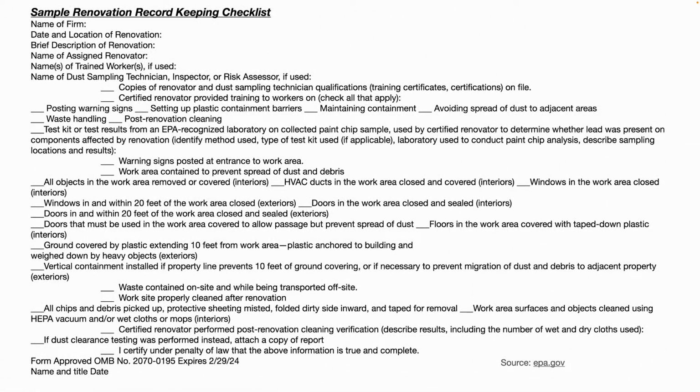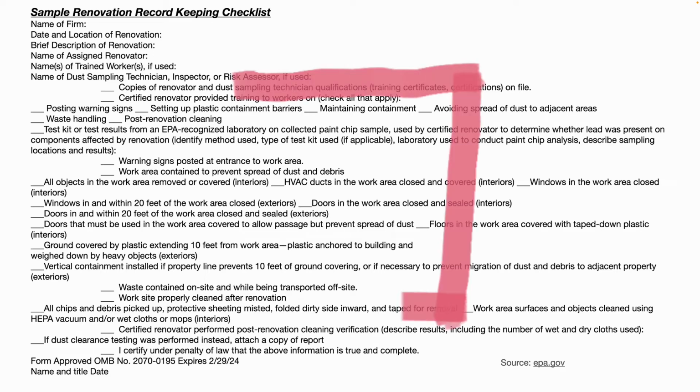So here's a sample renovation record-keeping checklist directly from the EPA.gov website. So it'd be the name of your company, date and location of the renovation, description of the renovation you're doing, name of the assigned renovator, name of any trained workers if you used helpers to help you with the renovation, name of dust sampling technician, inspector, or risk assessor if used. And then you can see all these things you can check off.